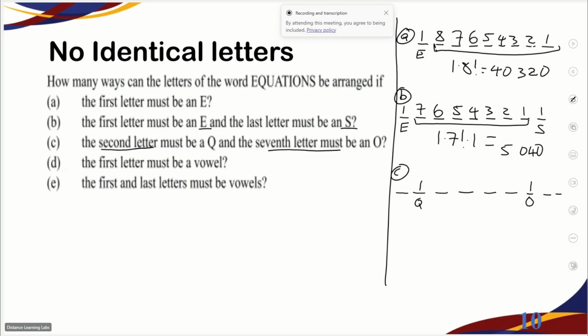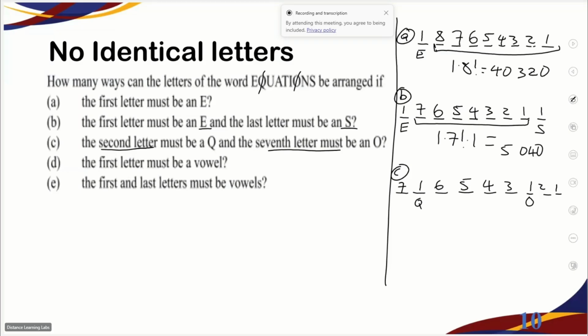Again, we are removing 2 letters. O is removed, Q is removed. We are left with 7 letters. 7 letters that are going to compete. 7 of them would compete for the first position. There would be 6, 5, 4, 3, 2, and 1.